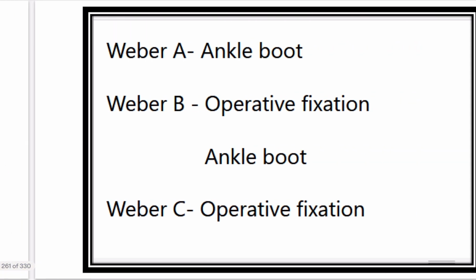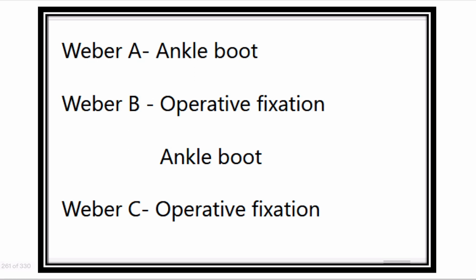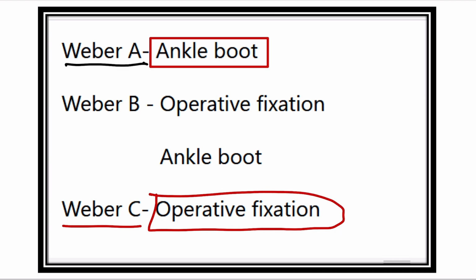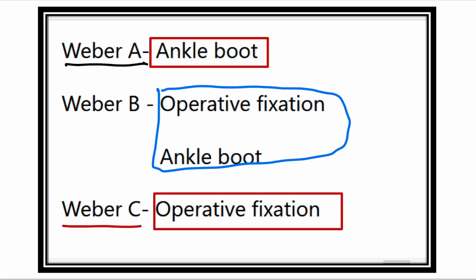And this classification is very, very important regarding the management option. First of all, Weber type A means below the syndesmosis. In this condition, the option is the ankle boot. And C, which is above the syndesmosis, is operative fixation. So operative fixation always in case of C, and in case of A, always the ankle boot. And in case of Weber B, it is different. In case of Weber B, there is either operative fixation or the ankle boot.